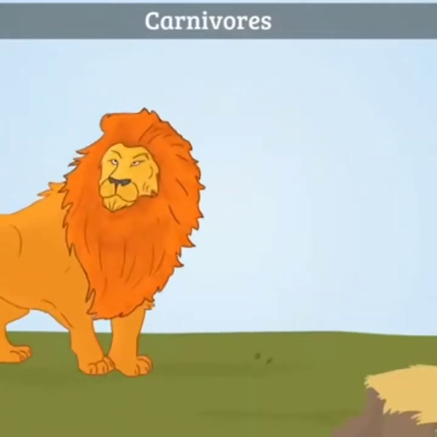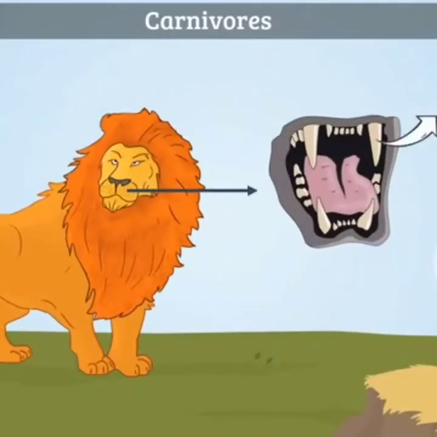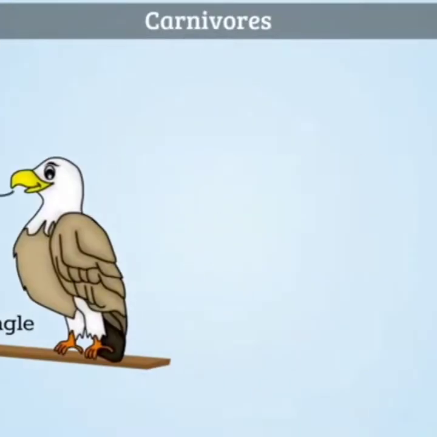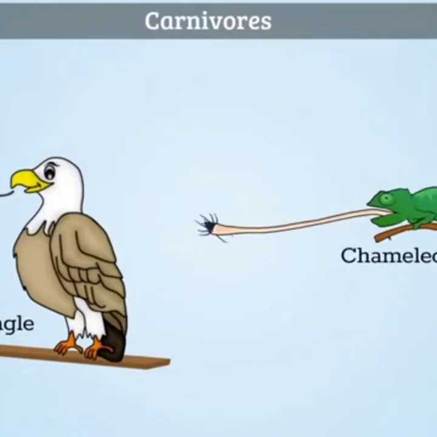Okay, now carnivorous animals have very sharp teeth like canines, pointed teeth, and sharp claws also, and strong jaws for tearing out the flesh of their prey. The strong back teeth are also there. Carnivorous birds like eagle have a sharp and pointed beak to catch insects.